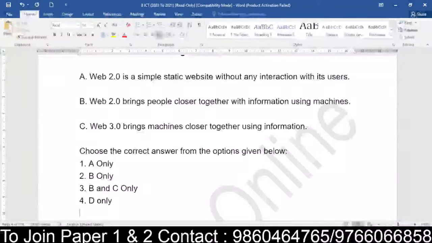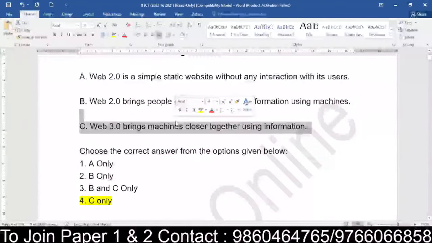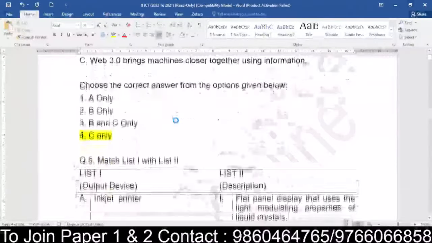From the given options, option number 4 talks about the web. The numbering has changed over here, so it is only C. Web 3.0 brings machines closer using the information is the only statement which stands to be correct. Hence the right option for question 4 is option number 4, right? Only C. Now coming to match the following.